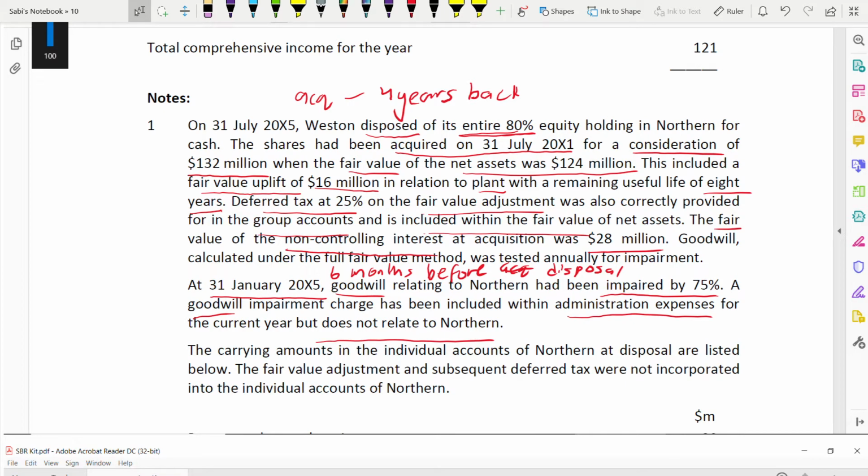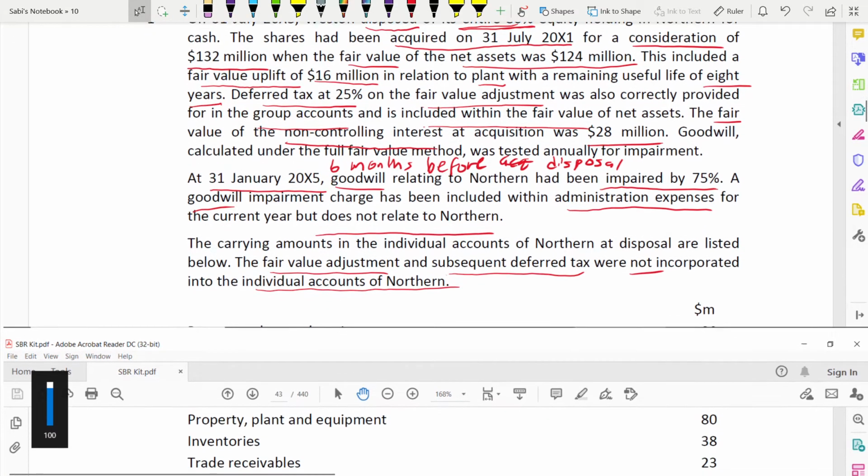Okay, now the carrying amounts in the individual accounts of Norton at disposal are listed below. The fair value adjustment and the subsequent deferred tax were not incorporated in the individual accounts of Norton. You see the fair value adjustment of the 16 million and the subsequent 25% deferred tax was not there in the individual accounts of Norton. Okay, it's there in the group account, the consolidated account, but not in the individual accounts. You need to know the difference.